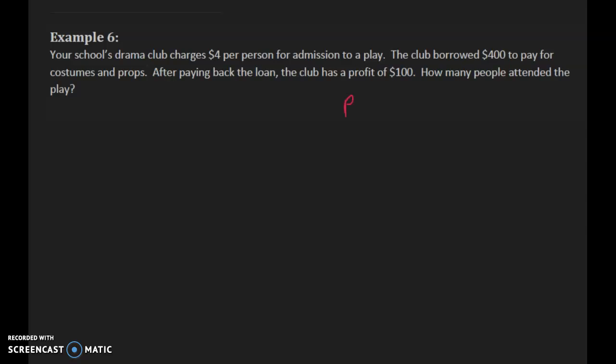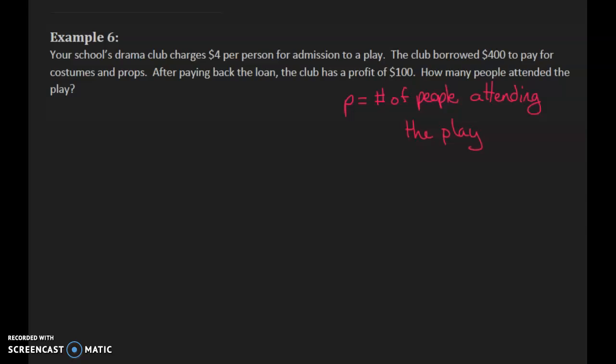So I'm going to make my variable be P. I'm choosing that. And I'm going to make it stand for the number of people, because that's what I'm looking for. How many people attended the play? So I'm going to say P is the number of people attending the play. Always define your variable, meaning write out what your variable is and what it stands for. That will help you greatly with word problems.